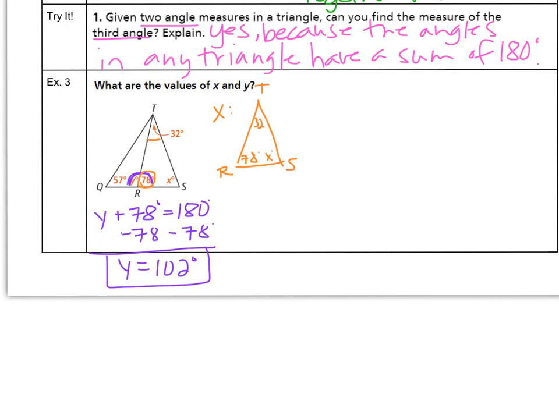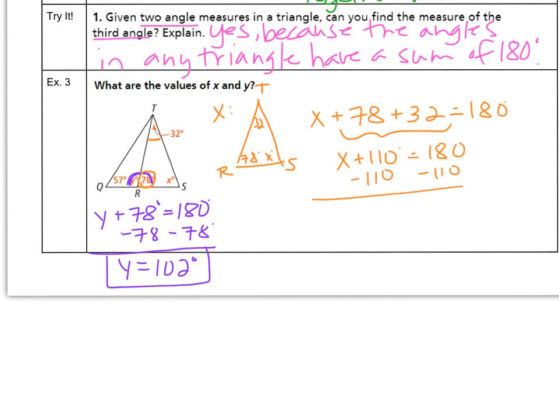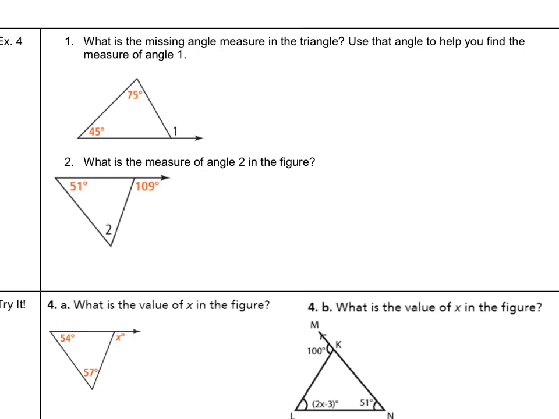And if we want to know what x equals, we can apply the triangle sum theorem. X plus 78 plus 32 is equal to 180. Now, if we combine like terms, 78 plus 32 is 110. So then to get x by itself, move that 110 over. And now it's very similar to the other problem. X should equal 70 degrees. And this is the type of work I would be looking for on either your homework or an assessment.